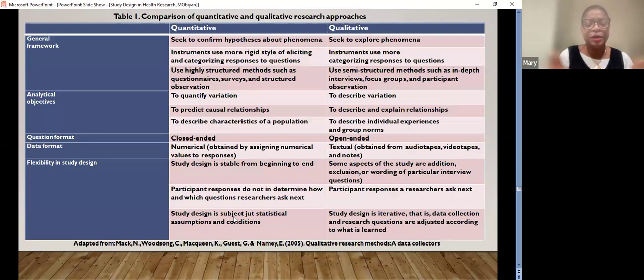This might be small, but please, at your leisure, go through it. I just provided a brief distinction between quantitative and qualitative research designs, and the general framework, which I've talked on. Analytical objectives, I've provided some context on that also. Question format: close-ended, open-ended. Open-ended will allow you to probe, while close-ended goes straight to the answer. Data format: numerical, textual. Flexibility in study design: for quantitative, your study design is stable from beginning to end. But for qualitative, you could go back and say, when I was asking that question, I noticed that they were not comfortable. Let me reword it.